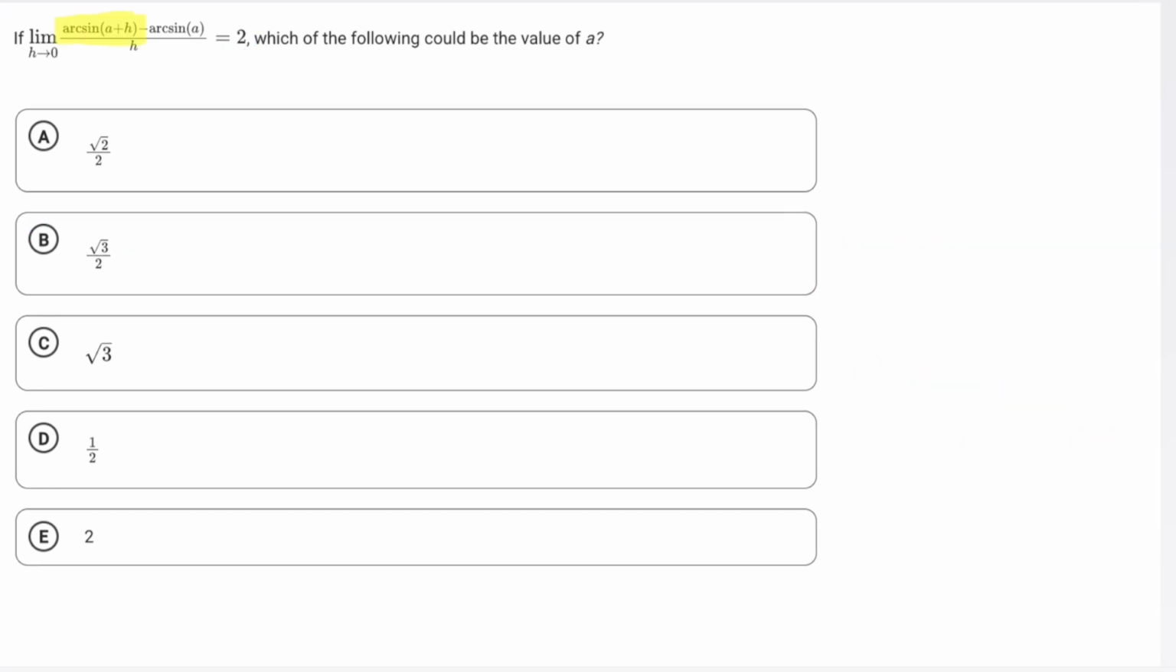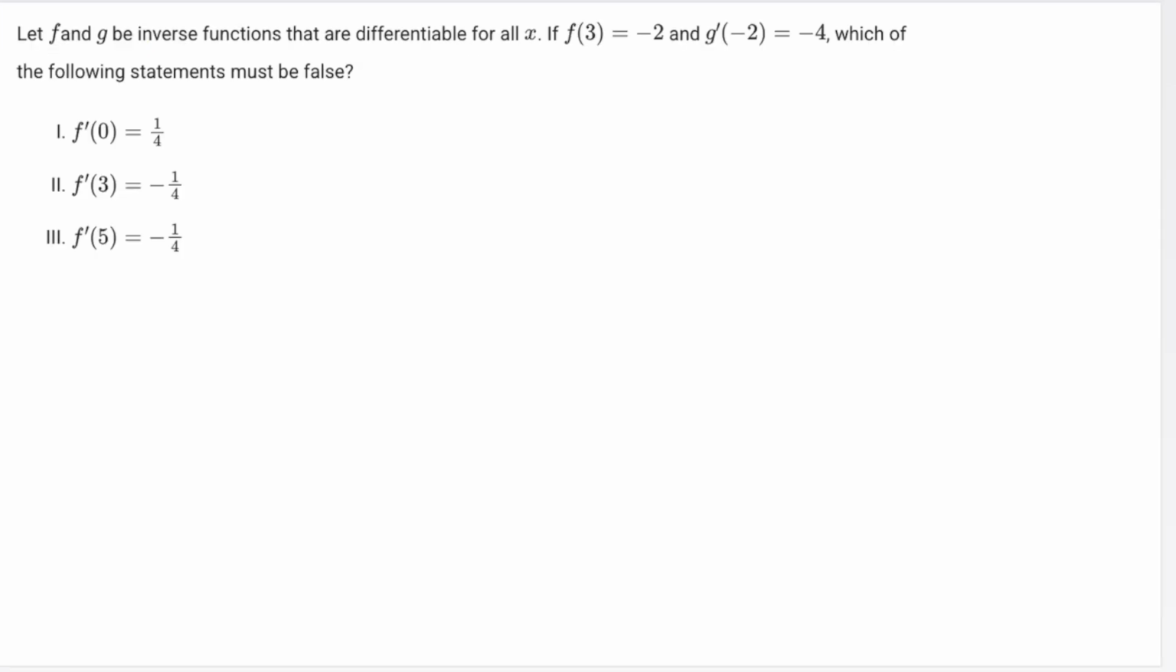All right, now this next question, if it'll switch, yep. This next question takes a lot of thinking, okay? And a lot of brain and thinking about all of these things and kind of putting everything together. So it says, let f and g be inverse functions that are differentiable for all x. If f of 3 equals negative 2 and g prime of negative 2 equals 4, which of the following statements must be false? So let's think about this.